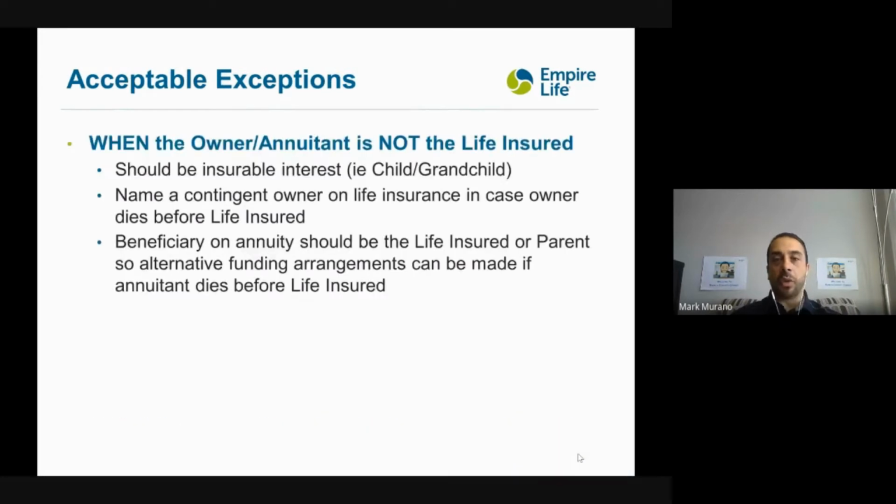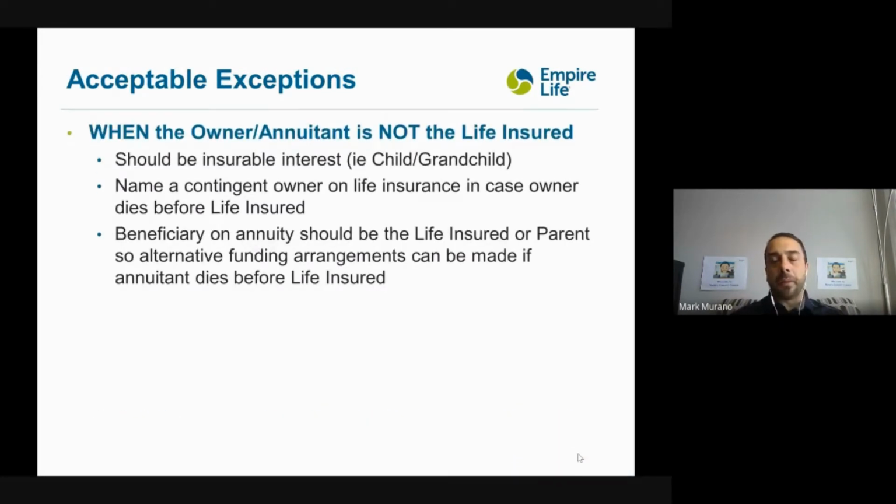But the exception to owner, insured, and annuitant being the same on the contract is when there is an insurable interest, i.e. a grandchild. We can look at the owner and annuitant being separate from the life insured when there's an insurable interest such as a child or grandchild. We can set that up that way. When doing so, we always want to have a contingent owner. It's important if the owner dies before the life insured, so before it's transferred over at age 18. So typically the parent of the child is the contingent owner if it's a grandparent situation.